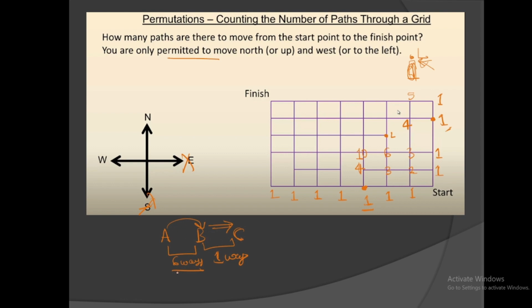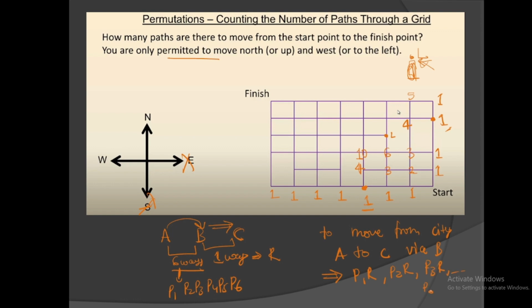So say these 6 ways are path 1, path 2, path 3, path 4, path 5, and path 6. To move from city A to C via B, how many ways will there be? Say this path is path R. Either you go through path 1 and then R, or path 2 and path R, path 3 and path R, and so on till path 6 and path R.